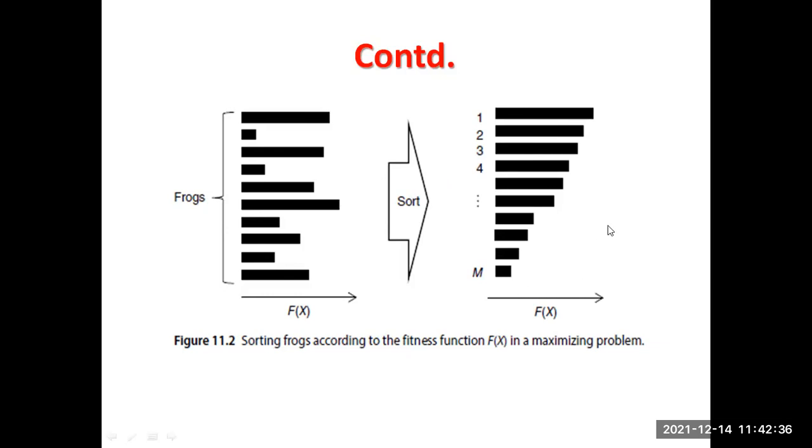So for the maximization problem, the best one will be chosen having the highest value. That particular frog will be selected first, then the next one, then the next one. Similarly, for the minimization problem, the frog having the lowest value of the objective function will be picked up first, then the next higher one, then the next higher one, and that will proceed till you reach all the values. So this way we are going to sort it.